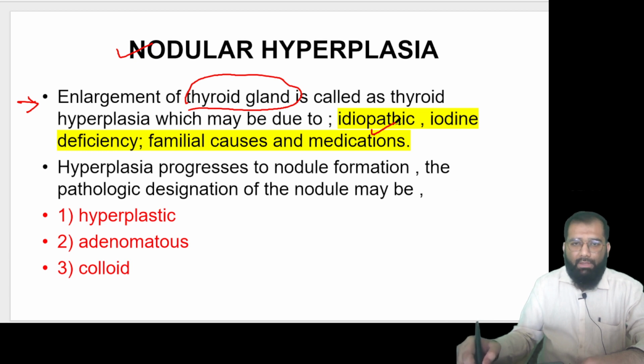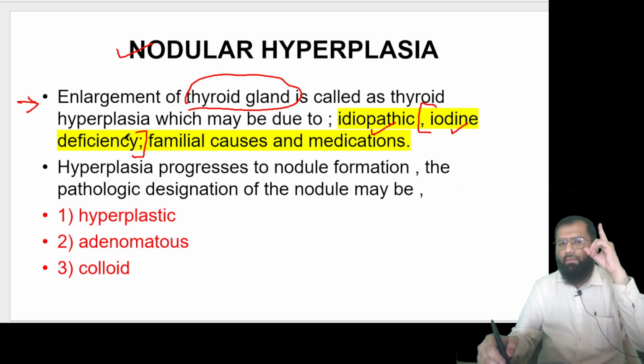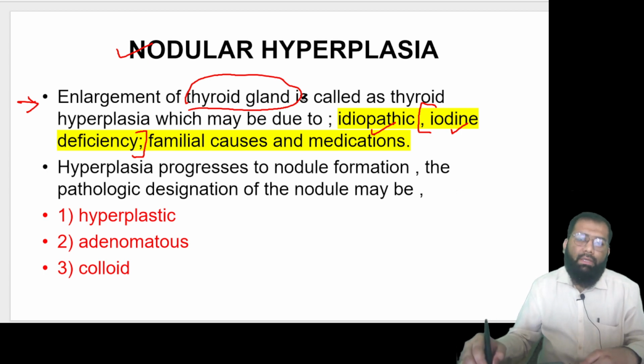It can be idiopathic, that is unknown, no reason is known. Iodine deficiency is a very important cause. So remember, iodine deficiency is one of the very important reasons for nodular hyperplasia. Why is this important? Where does iodine deficiency occur?